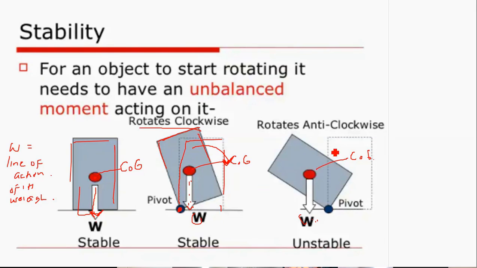For the next object, to make it balance, it will rotate anti-clockwise. Because in this position, when the pivot is here, the object is unstable. So we need an unbalanced moment acting on it to rotate anti-clockwise.